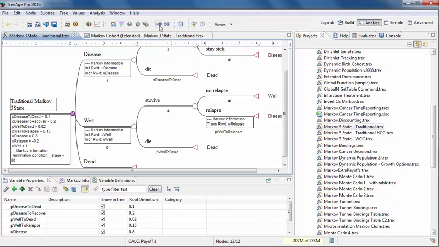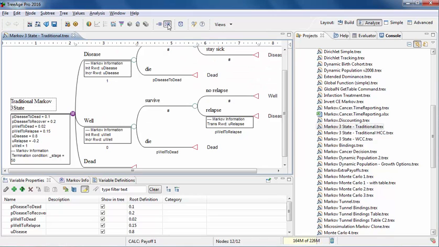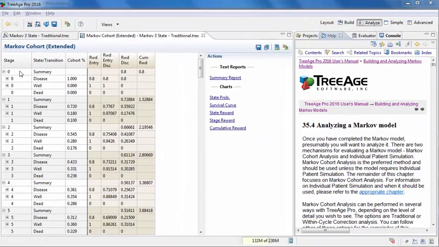We have two new Markov reports available, the basic Markov Cohort Analysis and the extended Markov Cohort Analysis, which are also available via the Analysis menu. Let's examine the extended report. The first three columns show the flow of the cohort through all states and transitions by cycle.